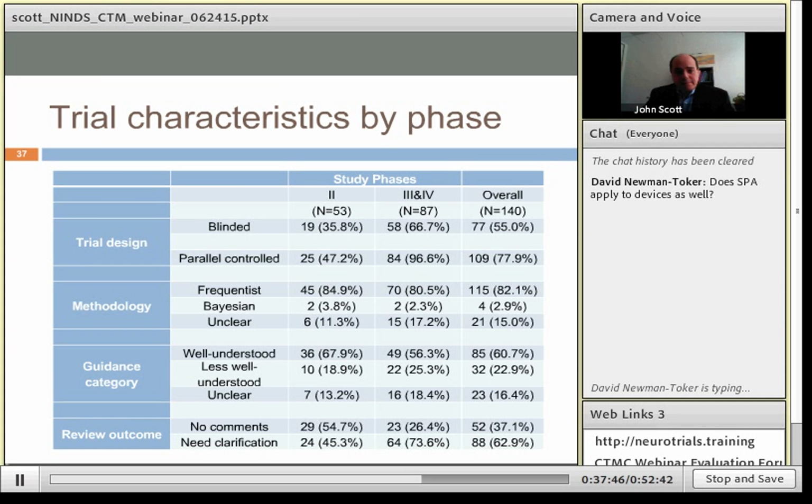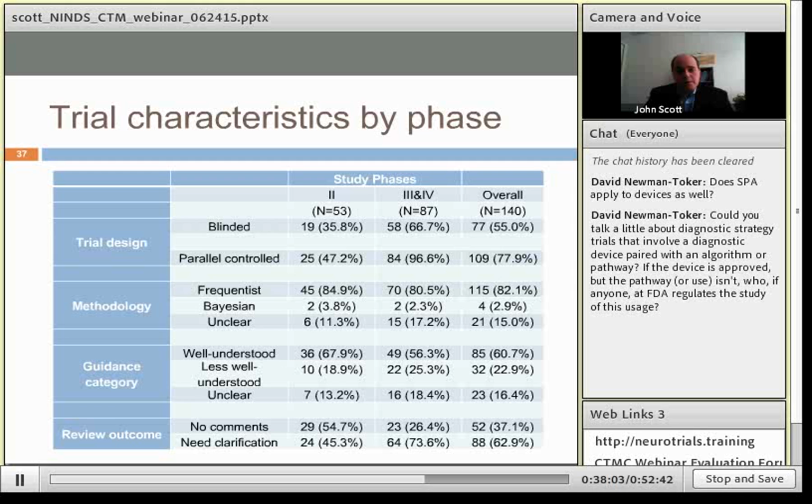Most of the phase 2 designs that we received fell into the category of well understood according to the guidance. In phase 3, only about half were clearly in that well understood range, and most of those would be the group sequential designs. And then finally, the review outcome. Sorry, there's a question. That one looks a little complicated. I'll try to get to that question at the end. I'm also not sure if I can answer it.